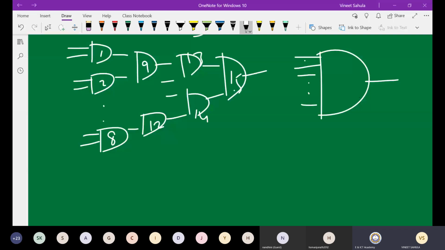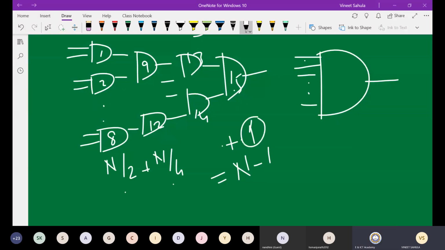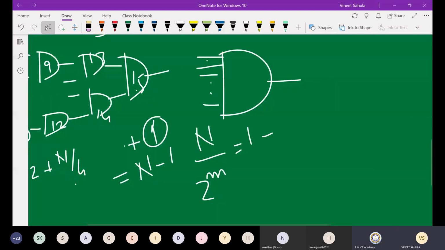Right? So how many gates am I getting here? This is n by 2, this is n by 4, and so on up to 1. This is a geometric series. If I sum it up, the summation would still be n minus 1 gates. Still n minus 1 gates. But how many levels have I passed through? This is n by 2, n by 4, and lastly this would be n upon 2 to the power m, which is 1. And this will give me the value of m. Can you compute?